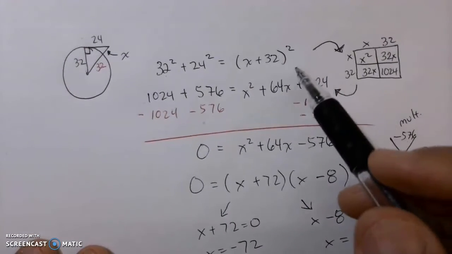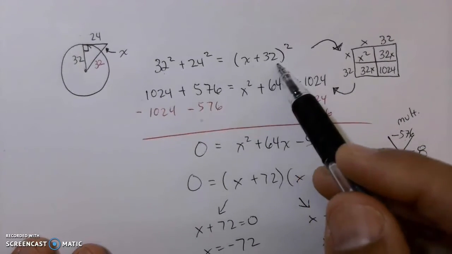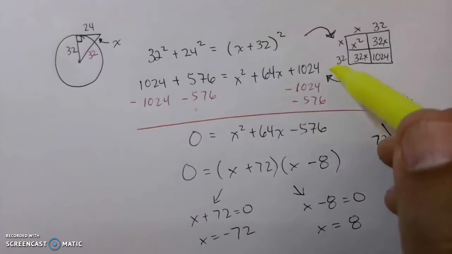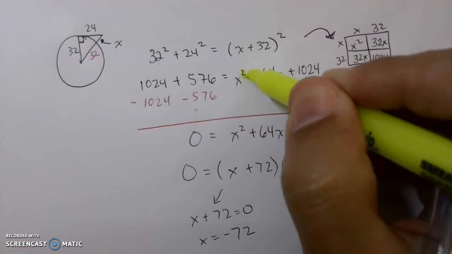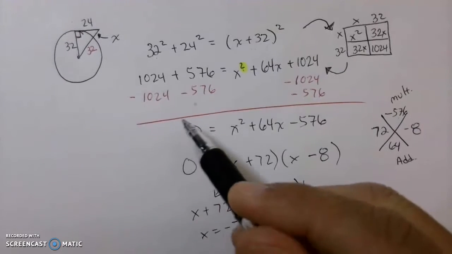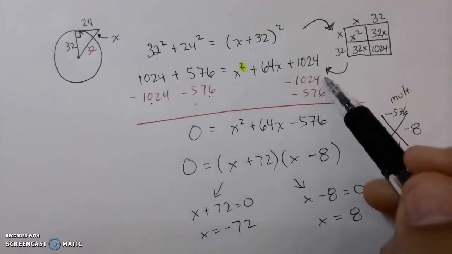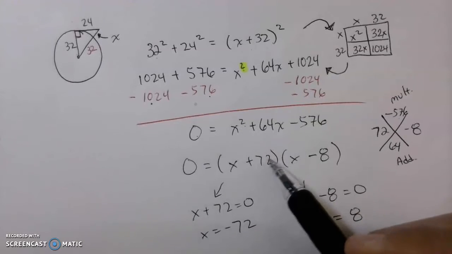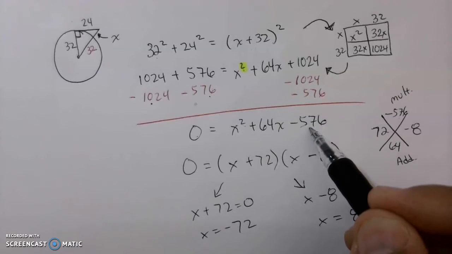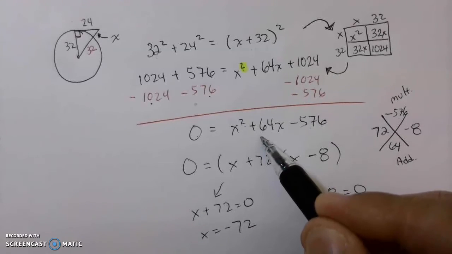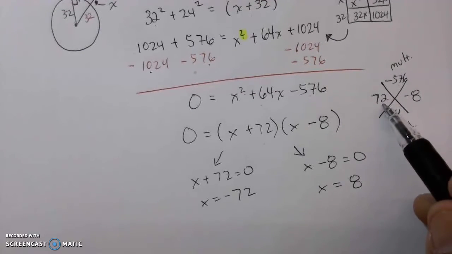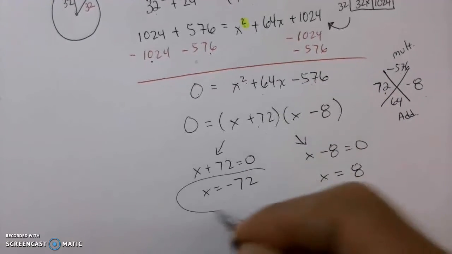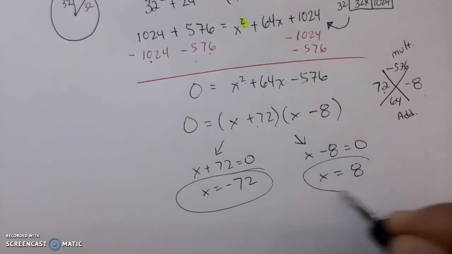Now this way is a little bit harder because of just the algebra. You're going to do the box method here. You're going to get x squared plus 64x plus 1024 here because you've got a quadratic. You want to make everything equal to 0, so minus this number, you got it equal to 0. You've got a quadratic. You want to do the zero product property, looking for two numbers that multiply to 576, add up to 64, crazy big numbers, 72 and negative 8. You will get one answer here being negative 72, the other answer being 8.